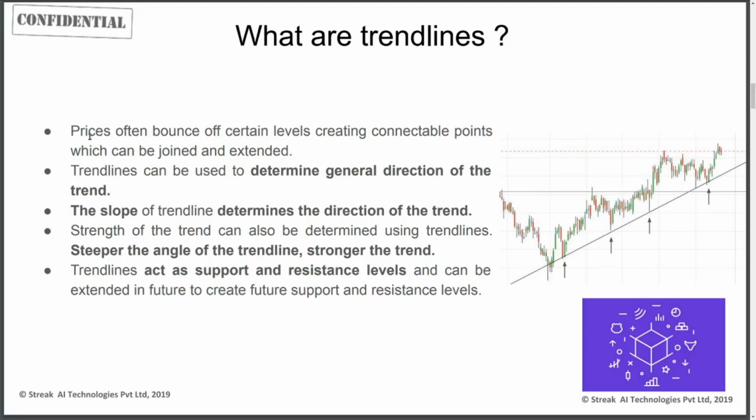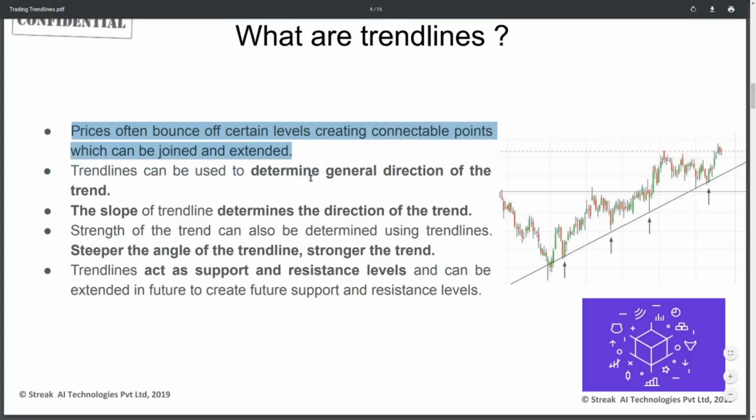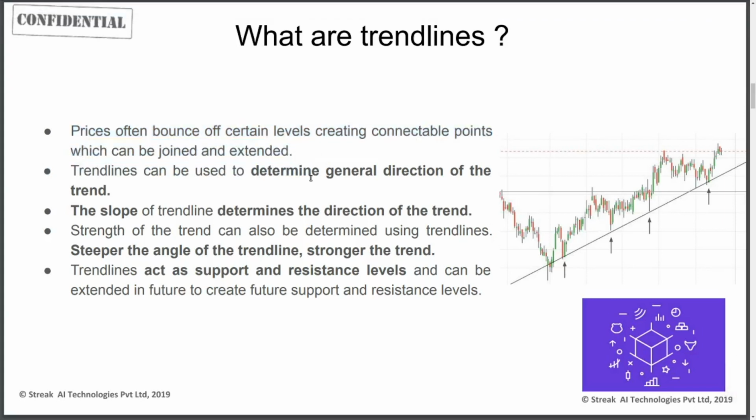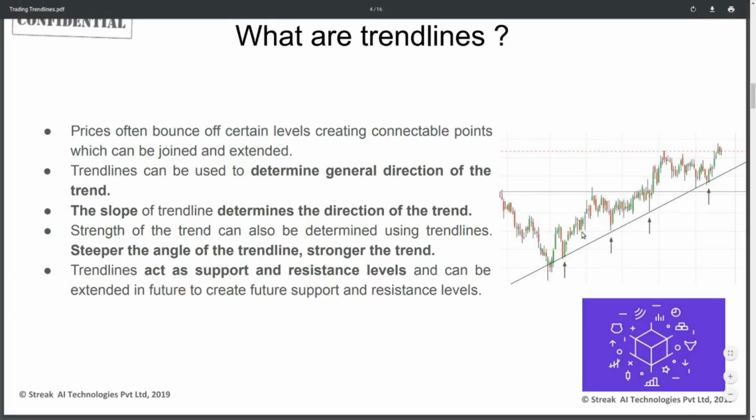Okay, so let's understand it in a bit more depth. Prices often bounce off certain levels, creating connectable points which are then joined and extended. That's how you draw this trend line. So a trend line can be used to determine the general direction of the trend, not the small price movements, but the general direction. The slope of the trend line determines the direction of the trend.